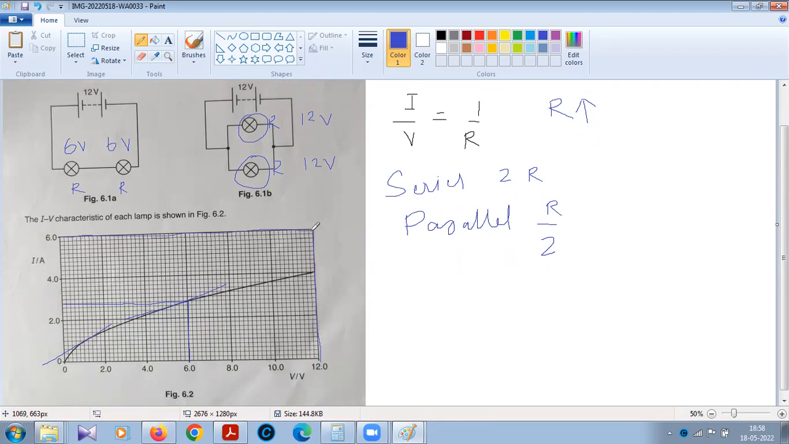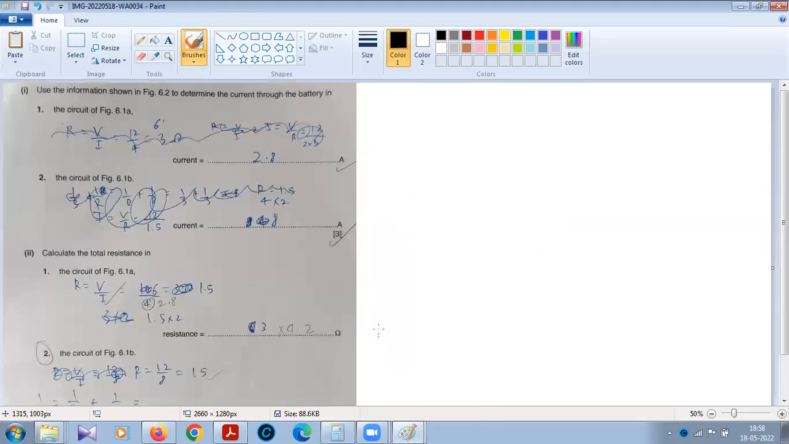So the current is 4 amperes. Okay, so that is across each lamp. Across each, this is also 4 amperes and this is also 4 amperes. So the total current across both, we will add it. That's why it is coming as 8 amperes.